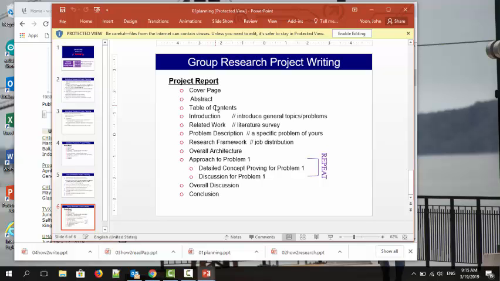And then approach to problem one. As you decompose, you can label the problems: problem one, problem two, problem three, for example, in the problem description section. Then in the following sections, you need to describe my approach to problem one, so that one team member writes on that issue. And then approach to problem two, then the second person writes on that. And if you have a third problem, then another small section, my approach to problem three, and the third person can write it up.